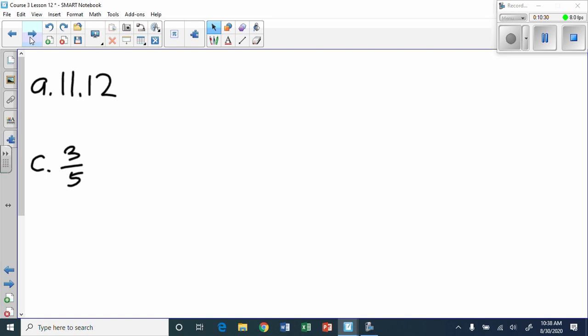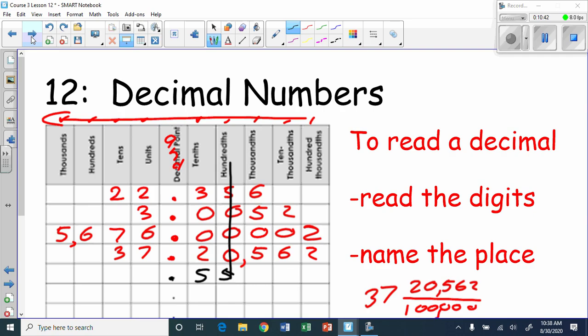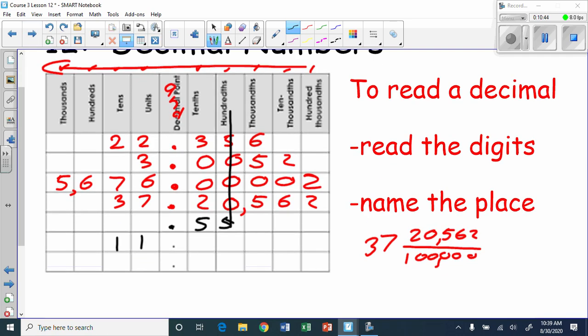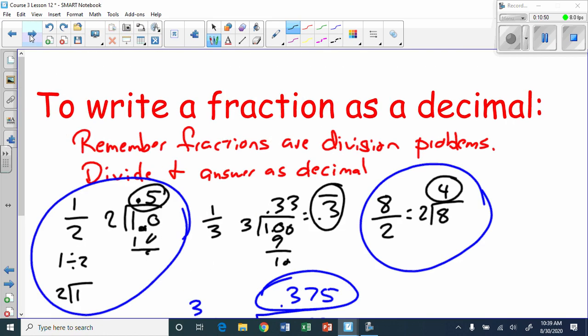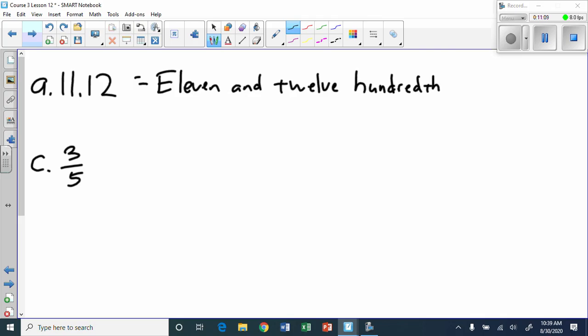So as we look at practice problem A, use words to write the decimal in problem A and in B. You just have to memorize your decimal places. If we wanted to use that chart, I can come to the chart and I can say, okay, that one is 11.12. 11 and 12 hundredths. And that's what we write down. 11. That's not right. 11 and 12 hundredths.